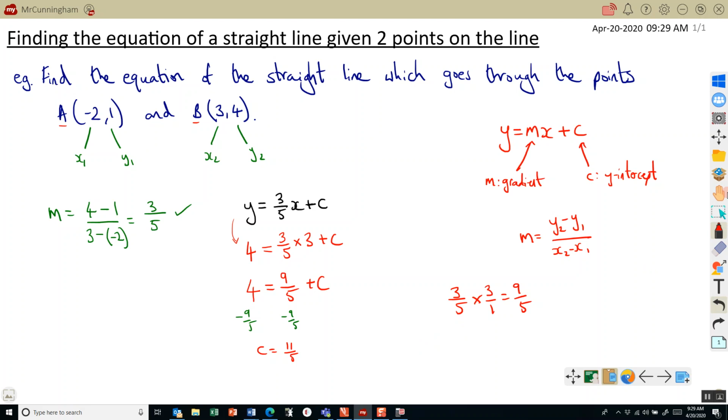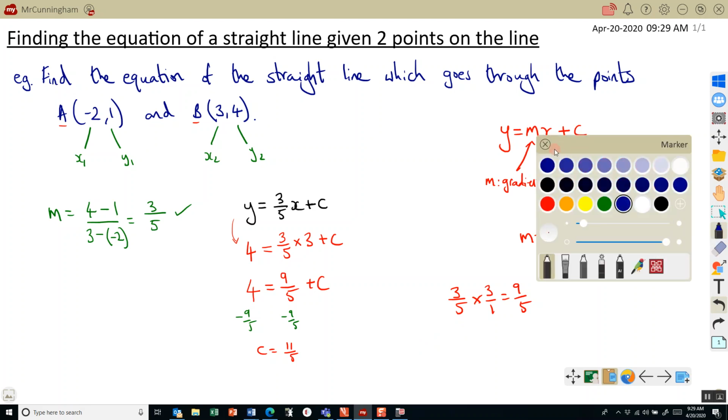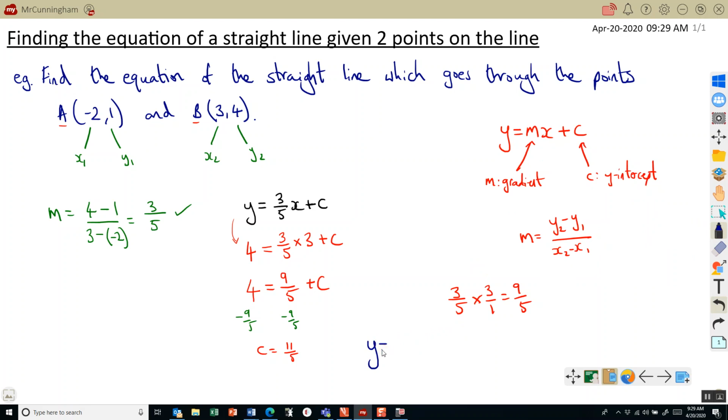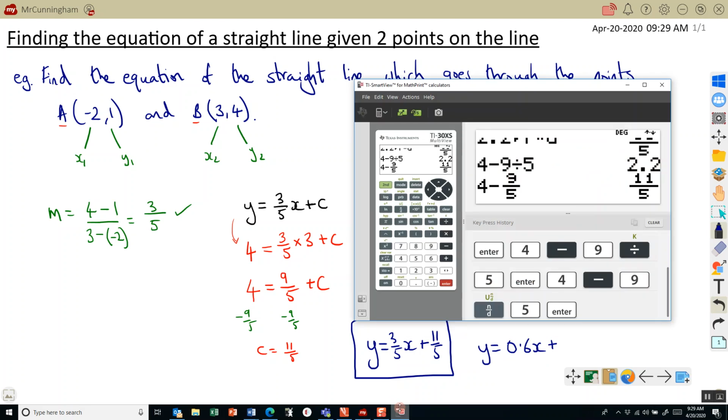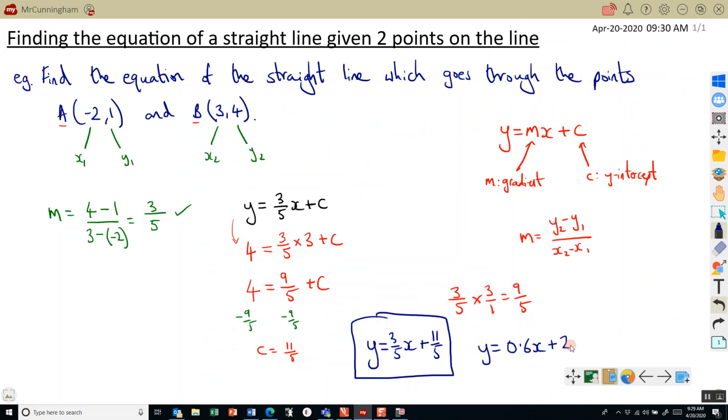So I've got everything I need now for my straight line. Got y equals, the gradient is 3 over 5, x, and my value of c is 11 over 5, and that is my straight line. And if I wanted to write it as decimals, 3 over 5 is 0.6 plus, what did we say, 11 over 5 is 2.2. So that's as fractions, that's as decimals.